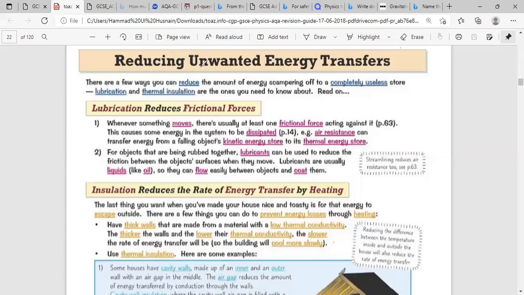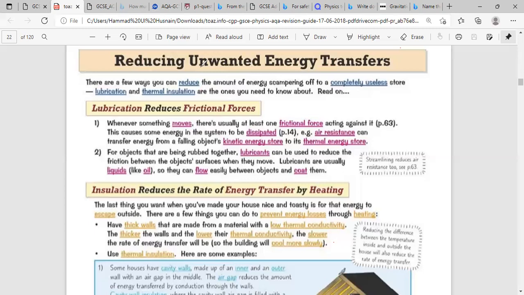Basically, there are two things which are useful for reducing energy losses. The first is lubrication, and the other is thermal insulation. We will see both of these things.